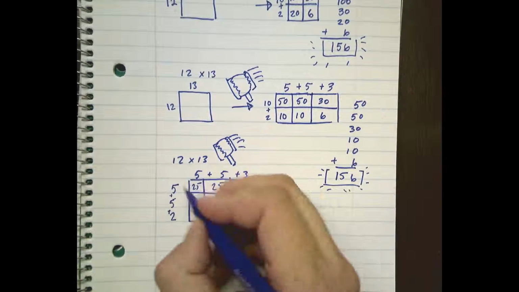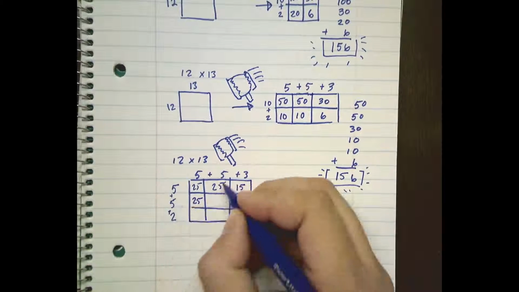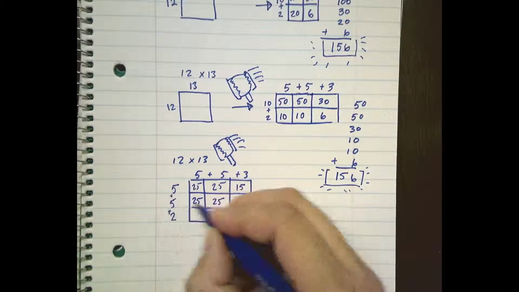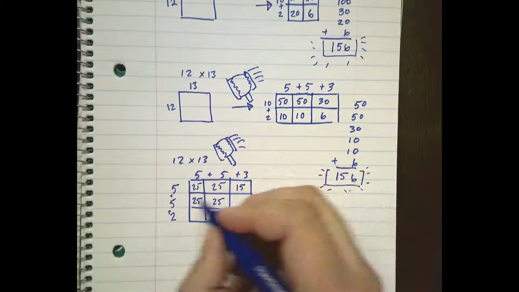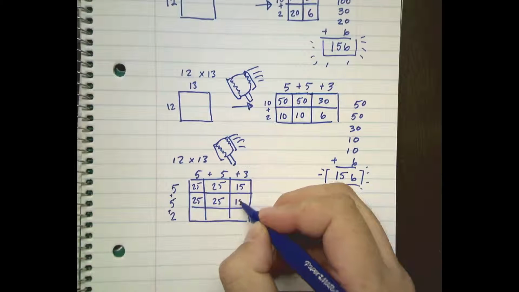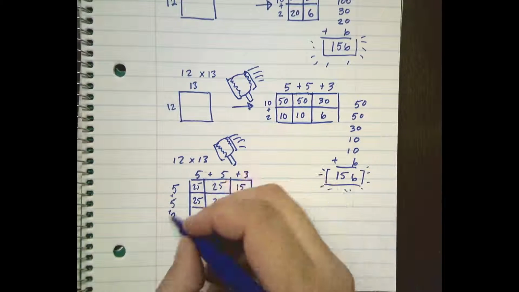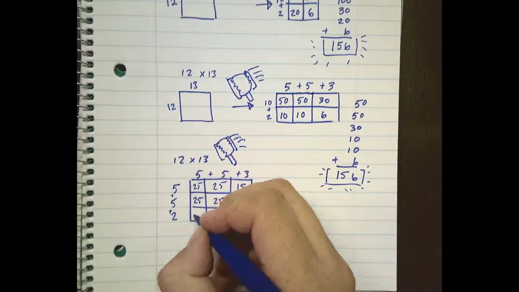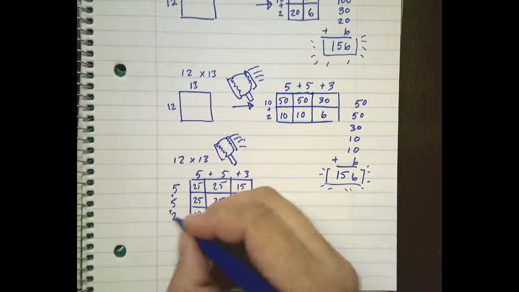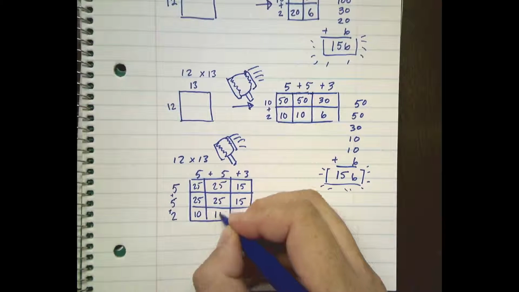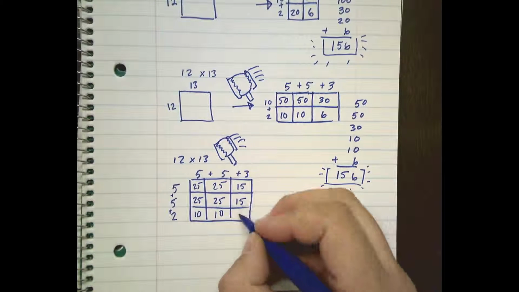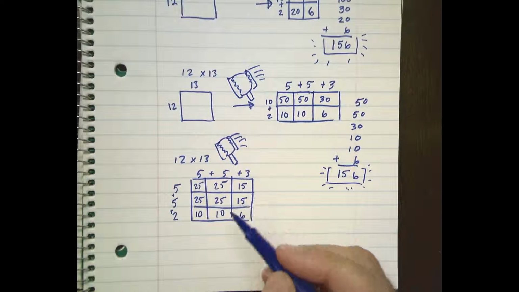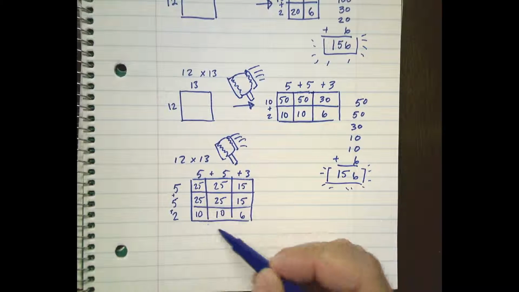Now 5 times 5 I know is 25, and then this one is also going to be 25 because it is 5 times 5. And 5 times 3 is again going to be 15. And now I have 2 times 5, and that's 10, and this is also going to be 2 times 5 right here. That's going to be 10, and 2 times 3 is going to be 6. And so you see, now we have to add all of these numbers up.